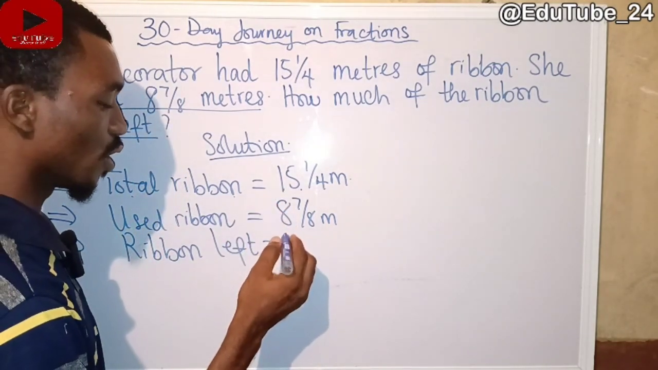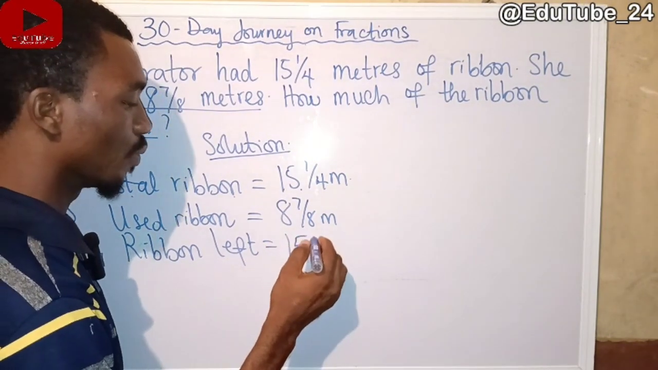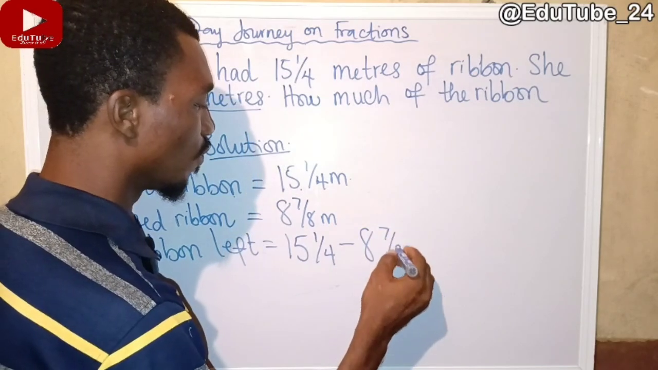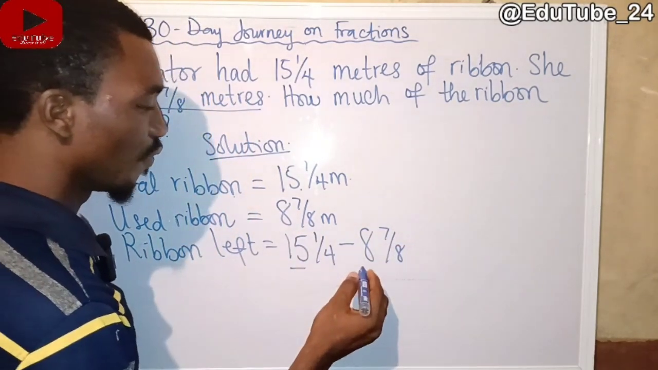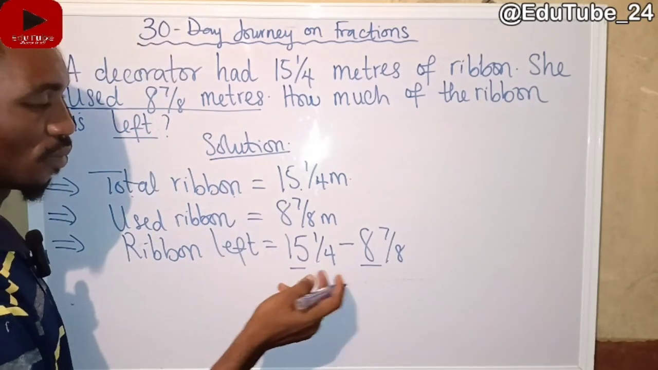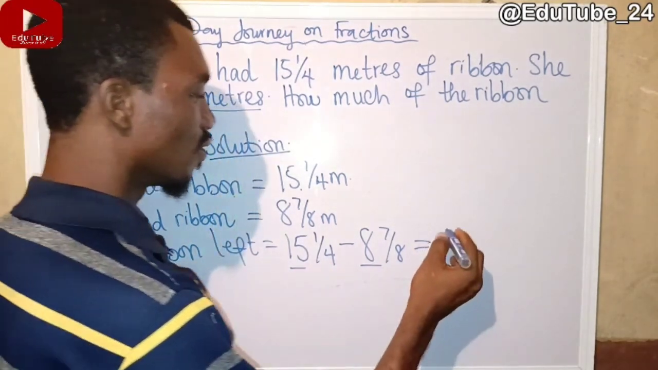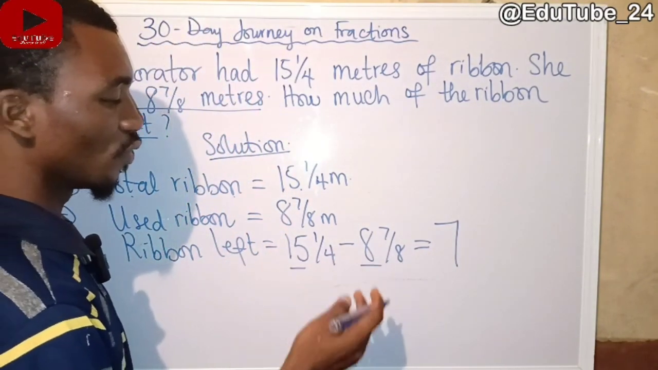So to calculate the ribbon that is left, we are going to say 15 and 1/4 minus 8 and 7/8. Now let's solve this. We first of all focus on the whole numbers. So we say 15 take away 8, and that is going to give us 7 whole number.